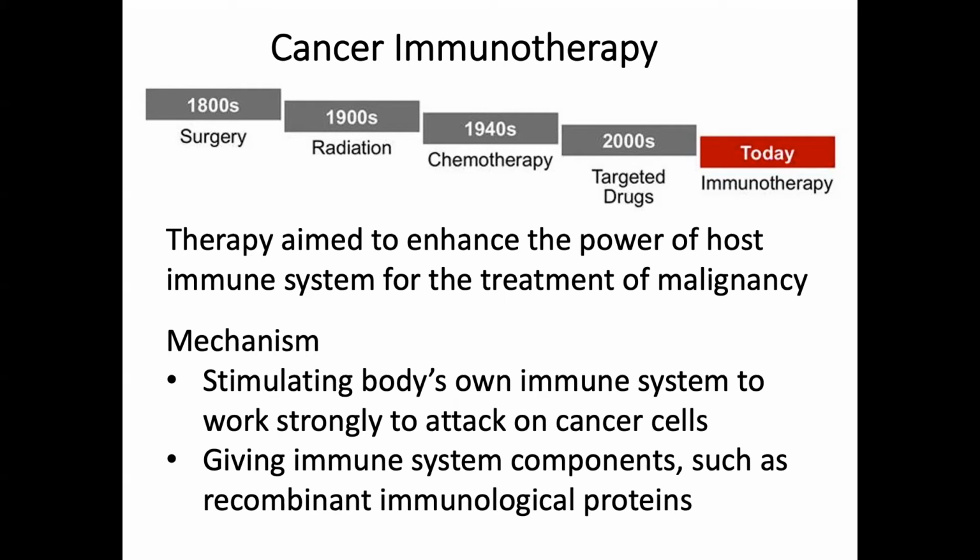So basically, there are two ways to make this happen. One is stimulating the body's own immune system to work strongly to attack the cancer cells. Okay. The second is giving immune system components such as recombinant immunoglobulin proteins. Those are the two strategies.